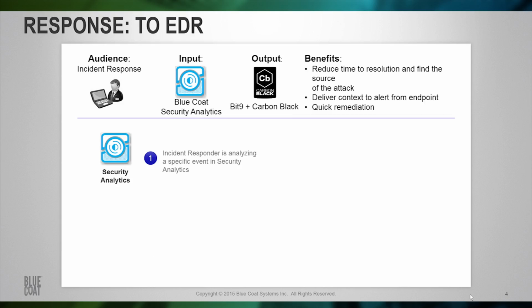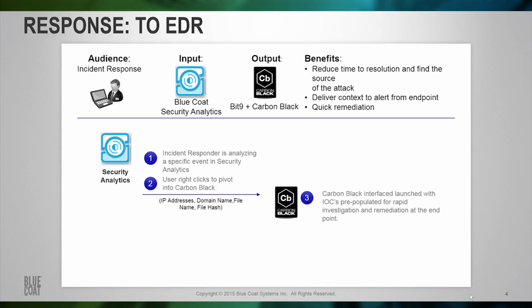The actual integration is a pivot integration designed for efficient workflow. The incident responder could be analyzing information in Security Analytics and needs to quickly and accurately look at the impact of the same data in Carbon Black. This is achieved by right-clicking on varying metadata in Security Analytics, such as file names, domain information, and even file hashes, and then launching into Carbon Black with this information pre-populated for searching.